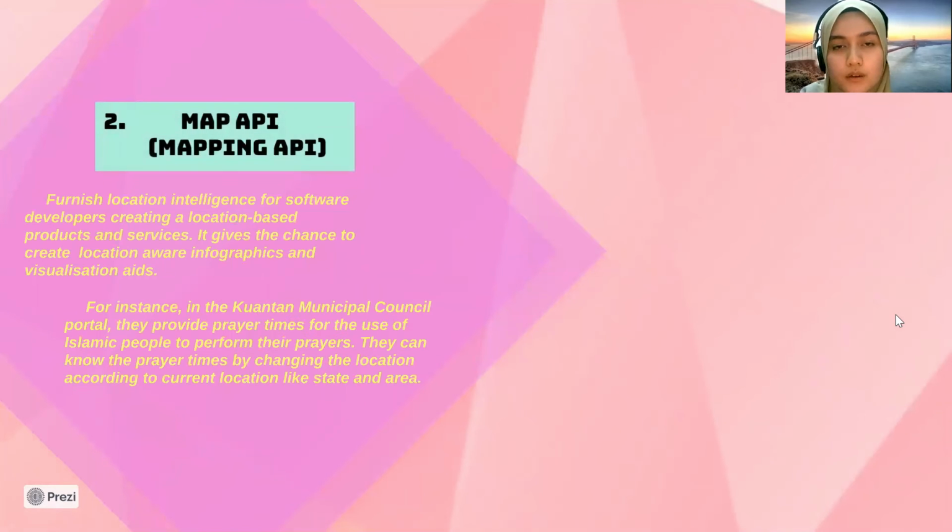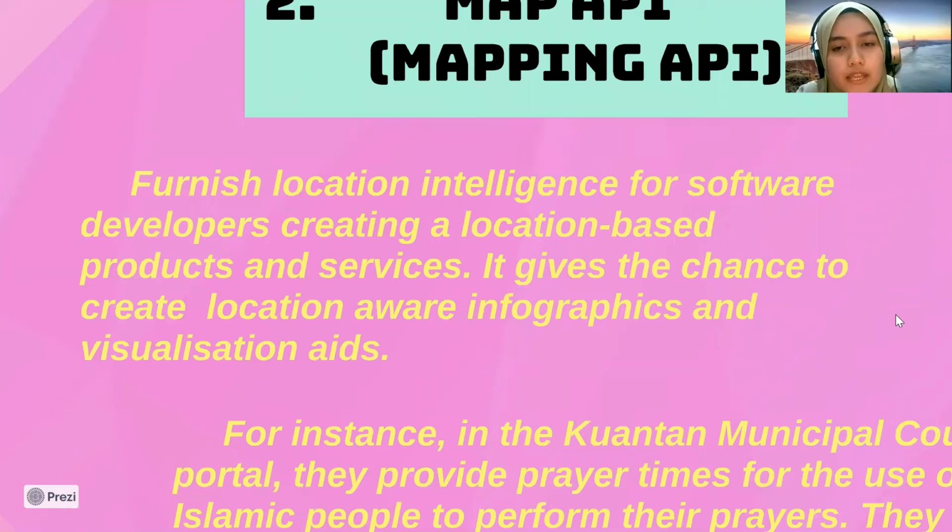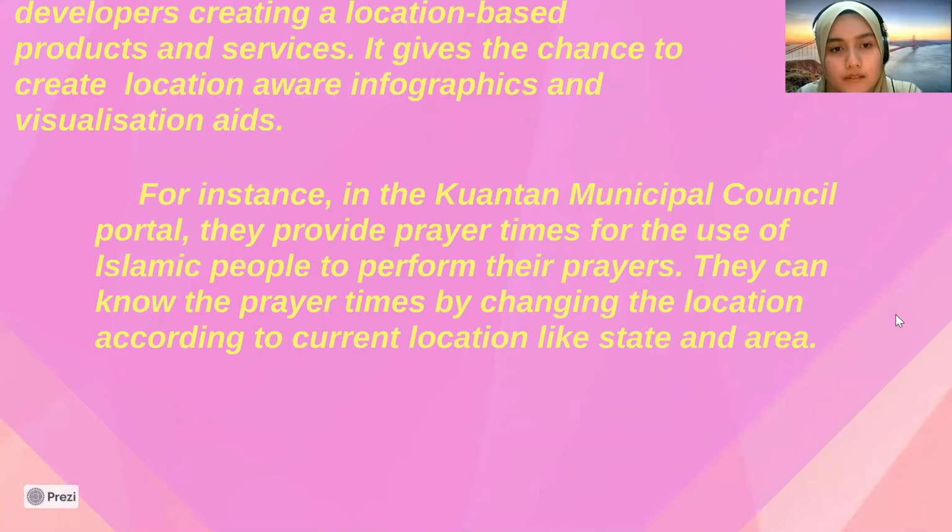The next API is the Map API, also called the Mapping API. The Mapping API furnishes location intelligence for software developers creating location-based products and services. It gives the chance to create location-aware infographics and visualization aids. For instance, on the Kuantan Municipal Council website, they provide prayer times for Muslims to perform their prayers. They can know the prayer times by changing the location according to their current location, such as state and also area.